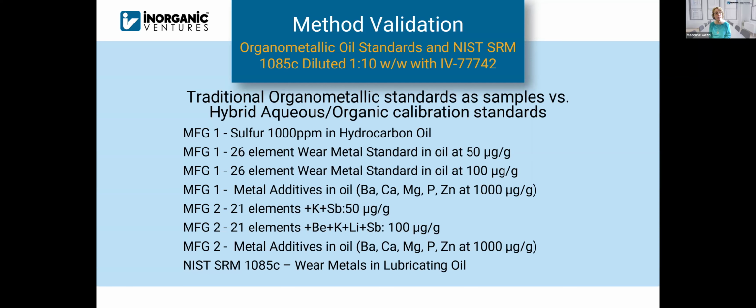The organometallic single element sulfur, that is the first one on our list here, was tested to confirm the sulfur testing ability using our hybrid standards. We tested multi-element organometallic standards, from different manufacturers. So you see 26 element wear metal standards at different concentrations. And we also tested additive elements at 1,000 ppm. So we're going to continue and look at some of our results.